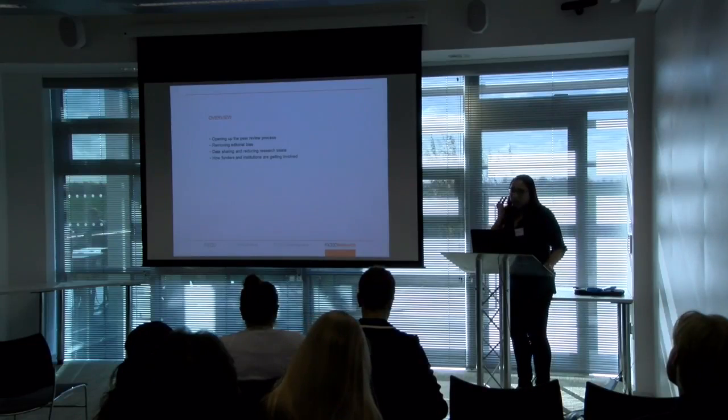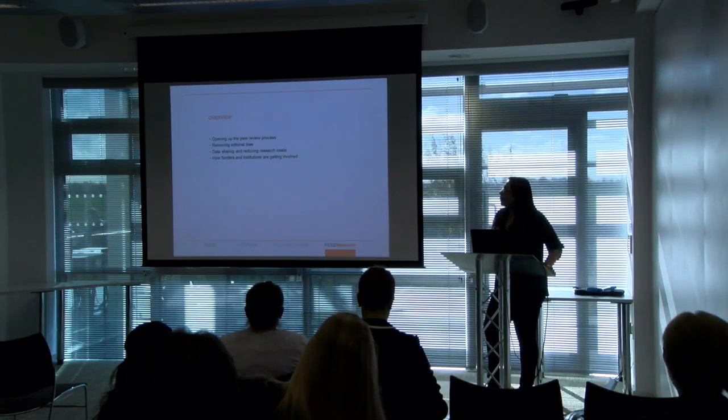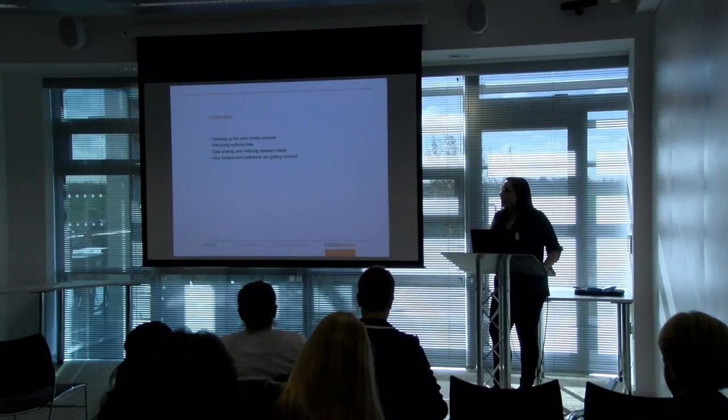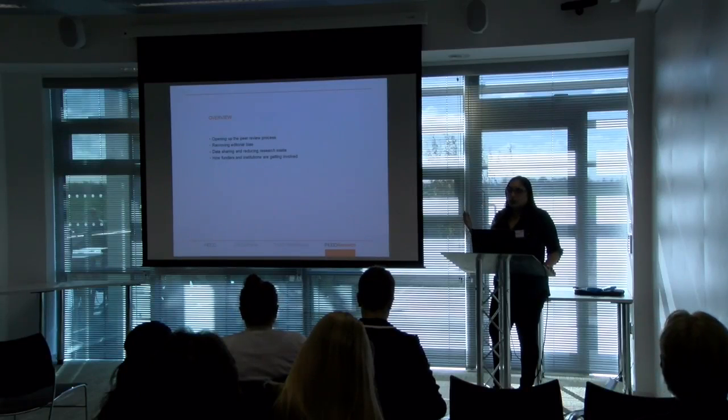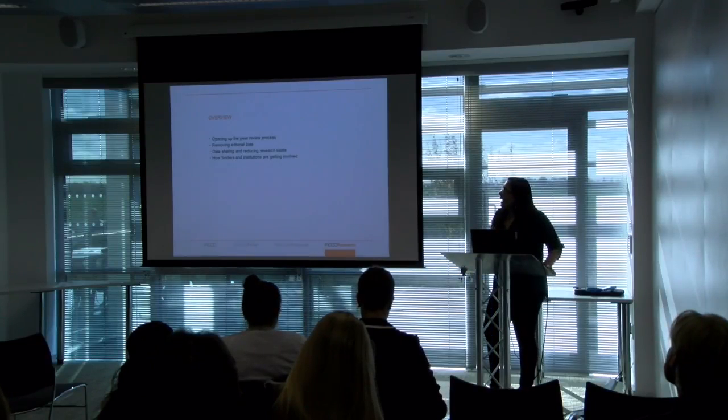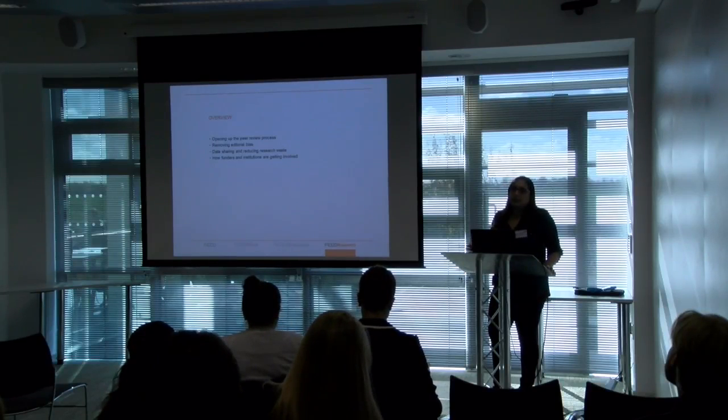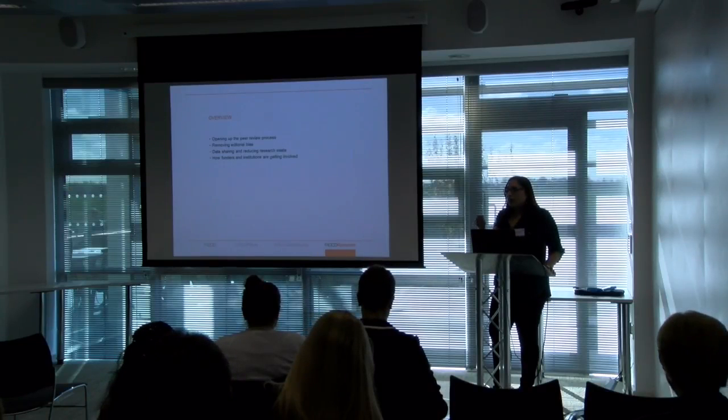So this is just a brief overview. I'm going to talk about why we've decided to open up the peer review process. We do it slightly differently to other open peer review journals. We've removed editorial bias by focusing on the fact that we think it's the researchers who should be deciding what should or shouldn't be published. It shouldn't be an editor who decides what is or isn't going to increase the impact factor of a given journal. We've worked hard on improving how data is shared and on reducing research waste. And more recently, we've been working closely with funders and institutions to enable them to allow researchers that they are funding to publish using this model.